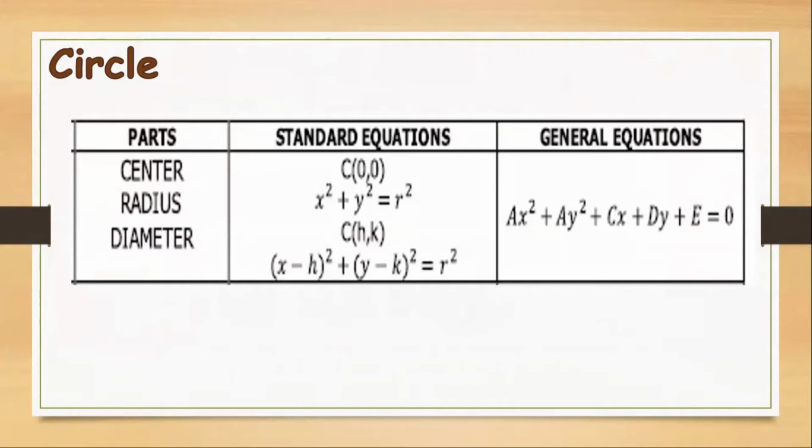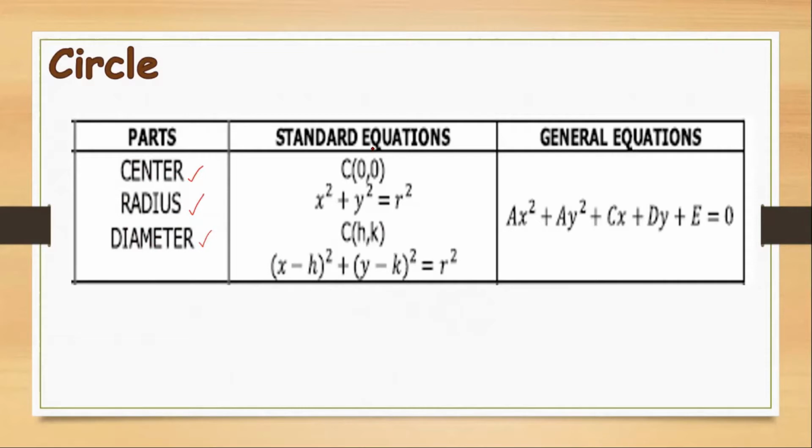We have here a circle. A circle is formed when a cone is cut by a plane which is horizontally across the cone. So we have this first conic section, which is a circle. Notice the different parts that you have to consider when you solve problems. We have the center, radius, and diameter.